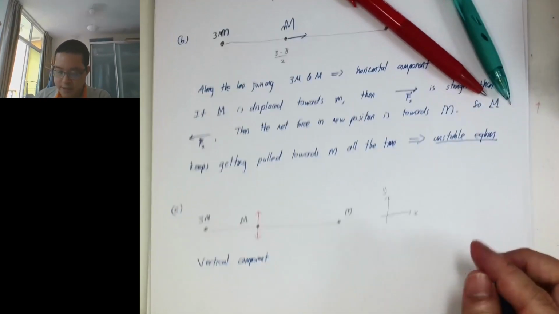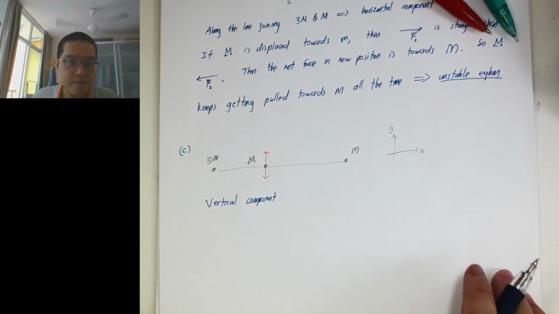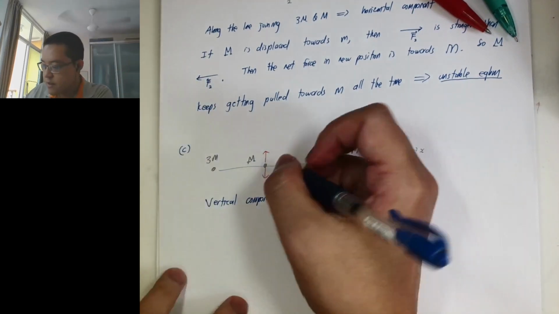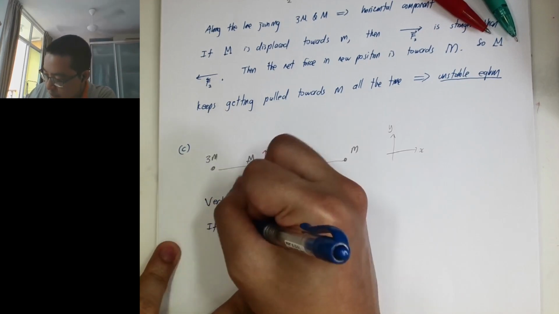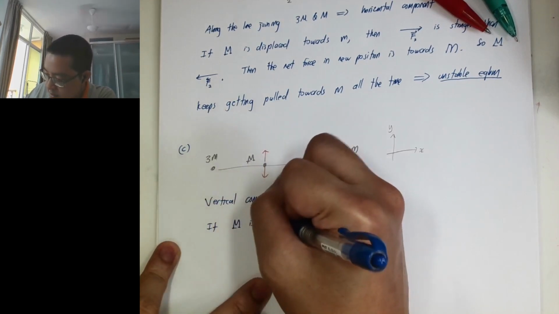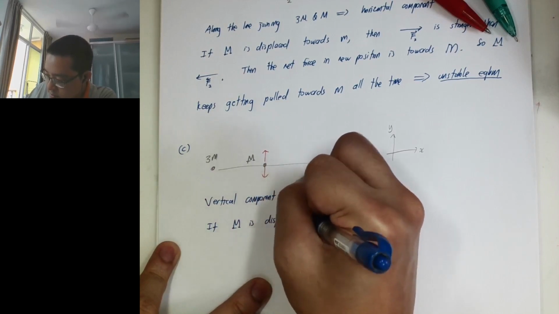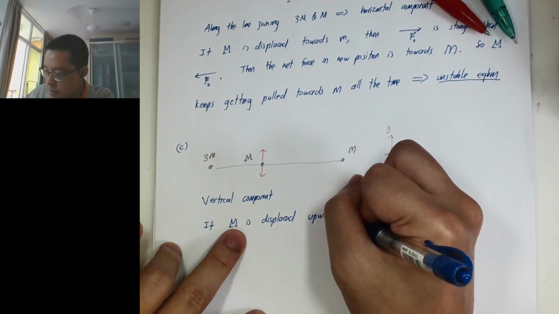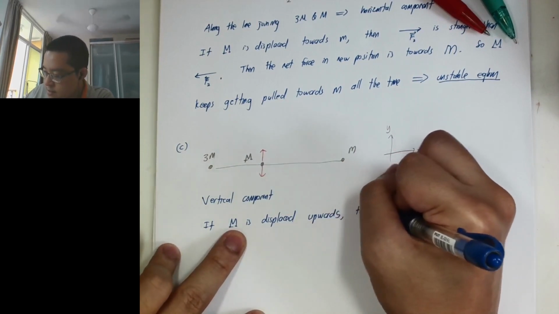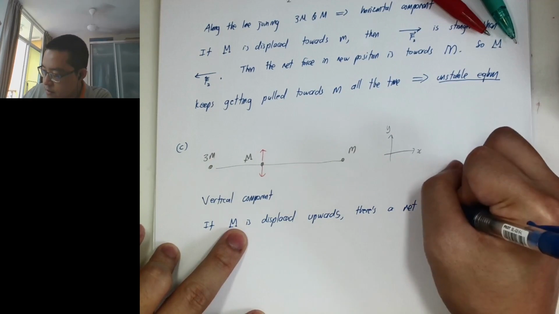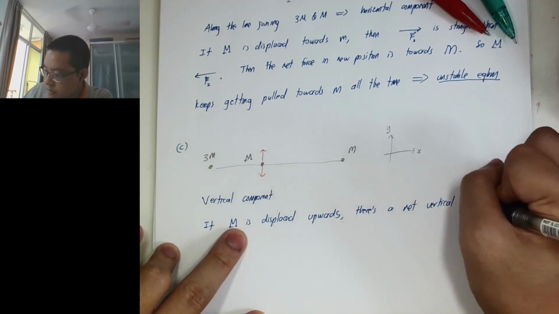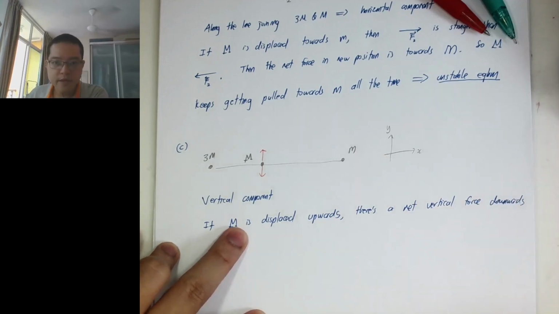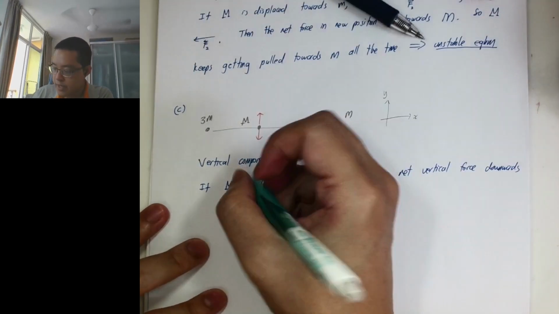Okay, so vertical component. Now this equilibrium is actually stable in the vertical direction. Why? Because if m is displaced upwards, then there's a net vertical force downwards. Can you imagine? If you can't, I will draw.